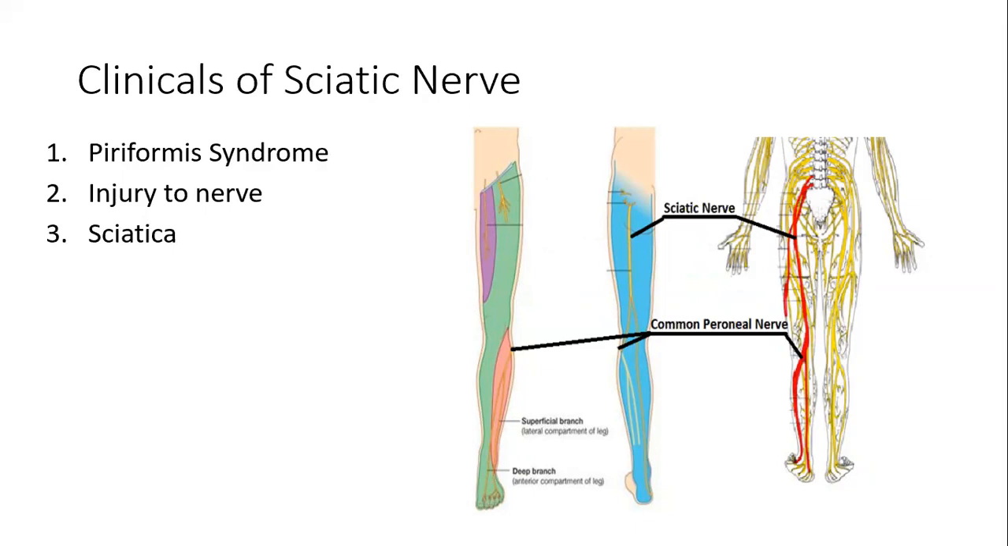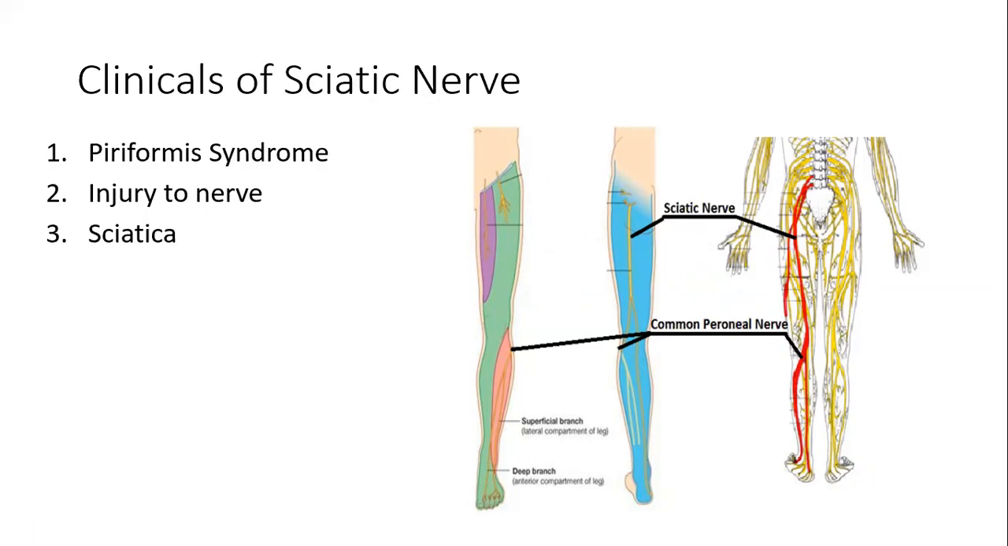Piriformis syndrome is a syndrome that involves entrapment of the sciatic nerve, especially its common peroneal component, because common peroneal nerve, which is also called common fibular nerve, lies superficial to tibial nerve, when both of these components are entrapped or are wrapped up by the fascial sheath.